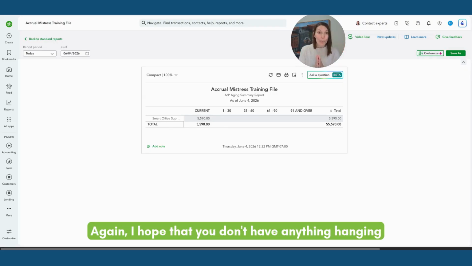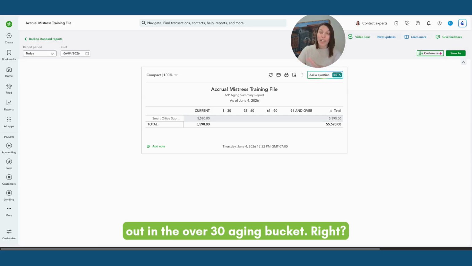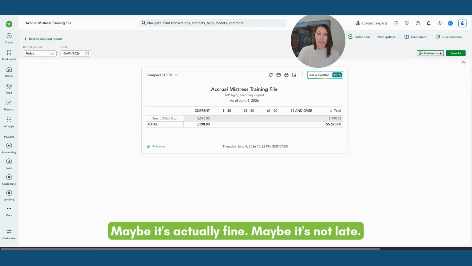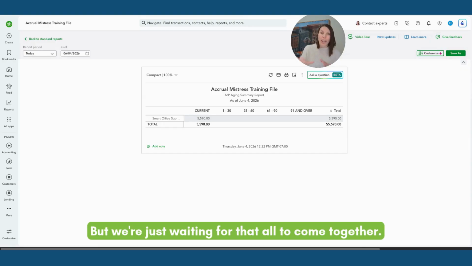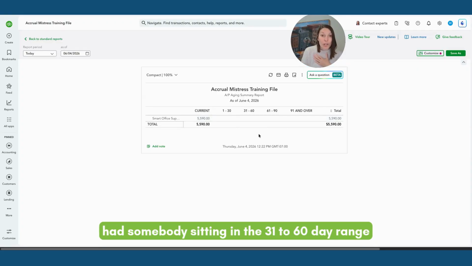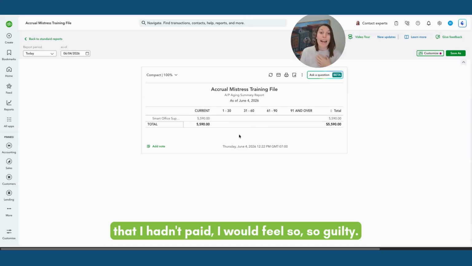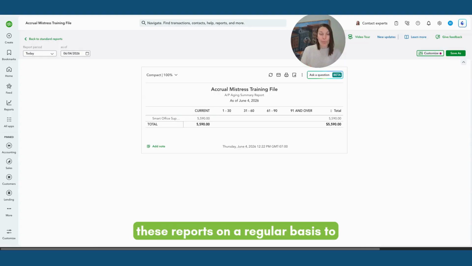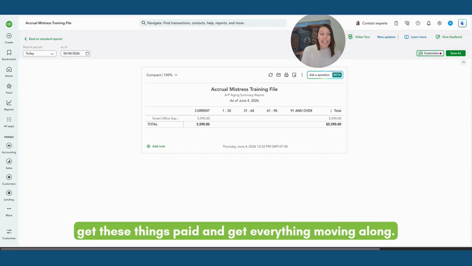Again, I hope that you don't have anything hanging out in the over 30 aging bucket, right? Sometimes we might see something where we processed a payment online and it took a couple days to clear. Maybe it's actually fine, maybe it's not late, but we're just waiting for that all to come together. That is totally fine. But if I, as a business owner, had somebody sitting in the 31 to 60 day range that I hadn't paid, I would feel so guilty. So I really want to make sure that I am checking these reports on a regular basis to get these things paid and get everything moving along.